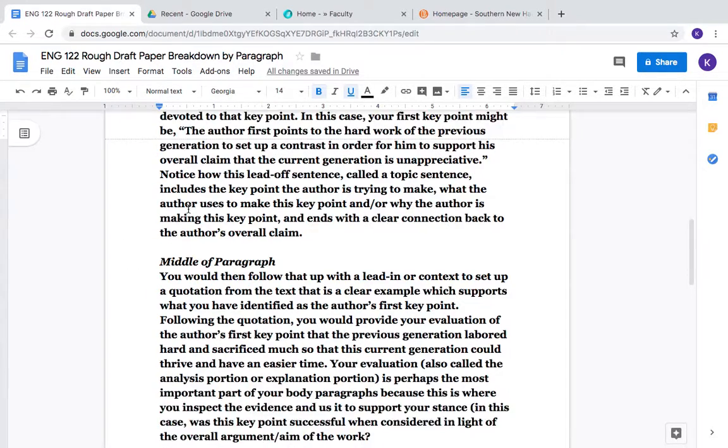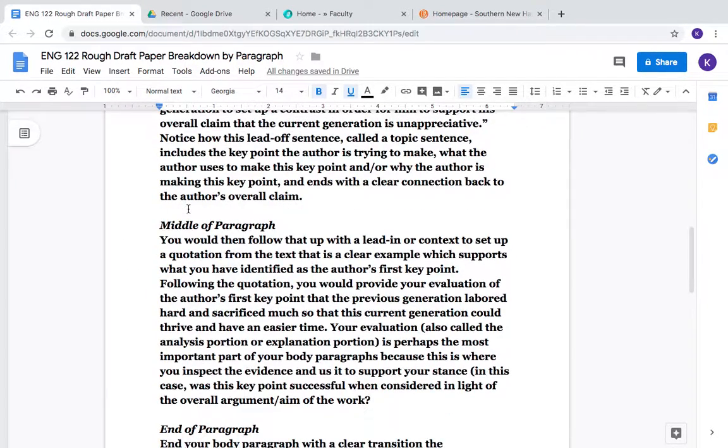In the middle of the paragraph, you would then follow up that topic sentence with a lead-in or with context to set up a quotation from the text that is a clear example which supports what you have identified as the author's first key point. Following the quotation, you would provide an evaluation of the author's first key point that the previous generation labored hard and sacrificed much so that this current generation could thrive and have an easier time.